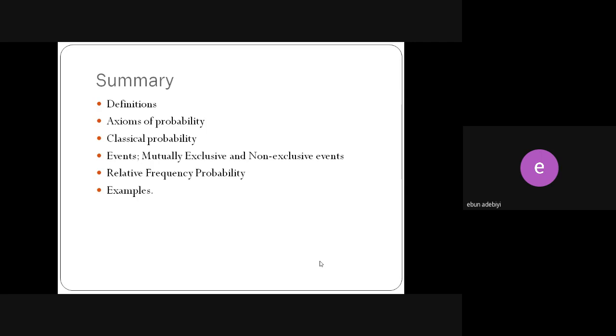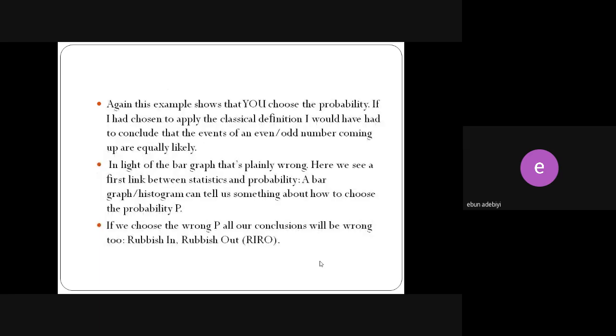The slide before this summary, you made a comment about, I think, the second paragraph. You said that we should learn how to choose our probability. Can you shed more light on that? Tell us something about how to choose the probability.